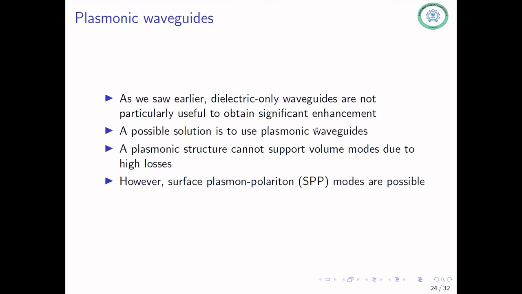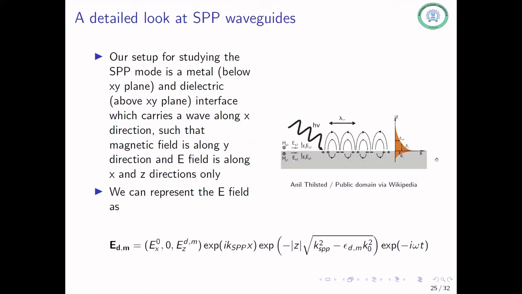Now the thing is, based on our previous analysis, it seems like a good idea to use plasmonic waveguides. But if you take a plasmonic structure, you cannot really support any volume modes, because they'll decay out very fast. There are very high losses in plasmonics, as we saw earlier, based on electron collisions. So you can't really make an entire volume mode in a plasmonic. But you can use something called a surface plasmon polariton, or SPP, mode. That means that you'll take a dielectric on top and a plasmonic material or metal on the bottom, and you can have this kind of mode which is supported just at the interface.